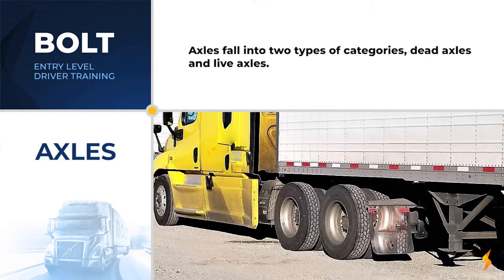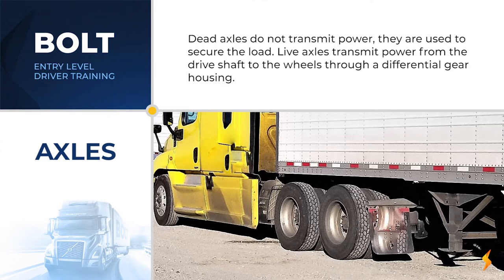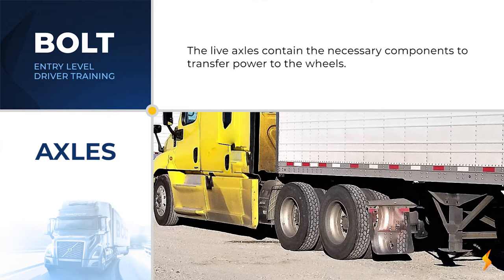Axles fall into two types or categories: dead axles and live axles. Dead axles do not transmit power. They are used to support the load. Live axles transmit power from the drive shaft to the wheels through a differential gear housing. The live axles contain the necessary components to transmit power to the wheels.